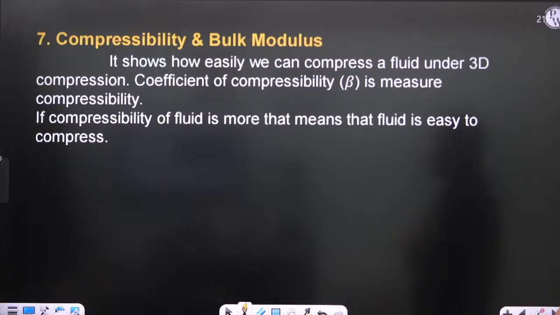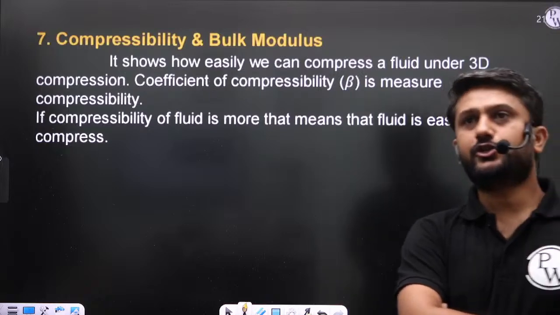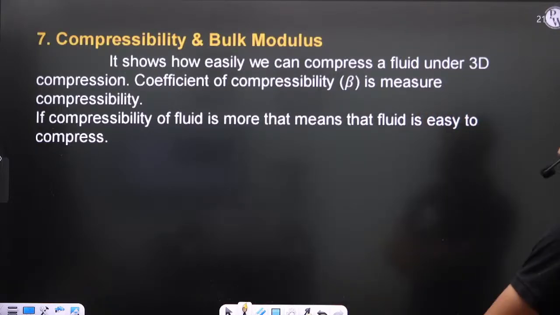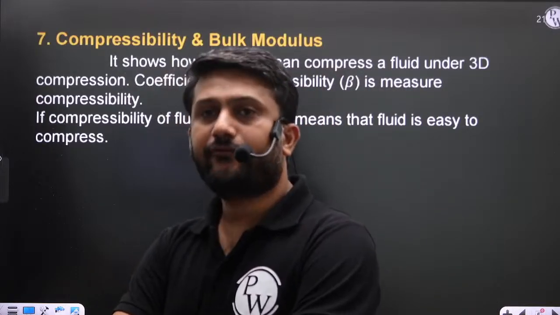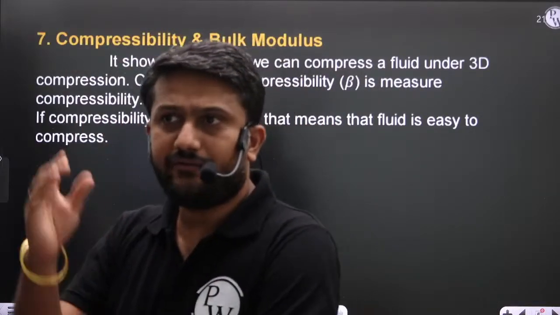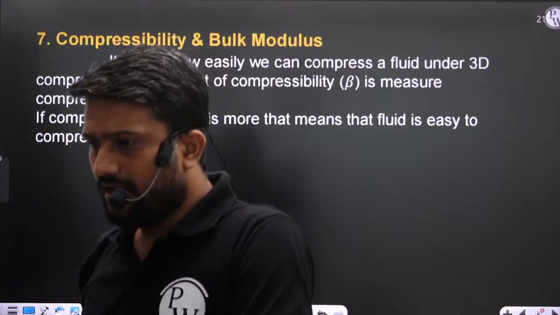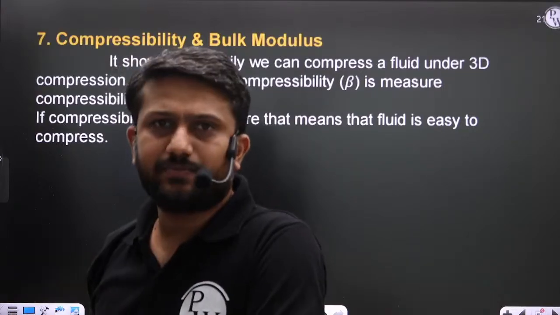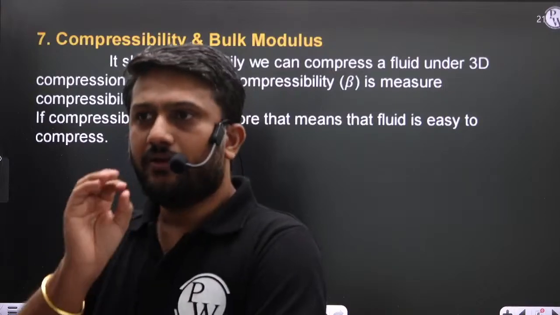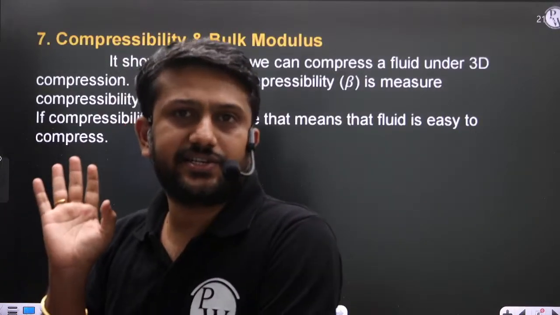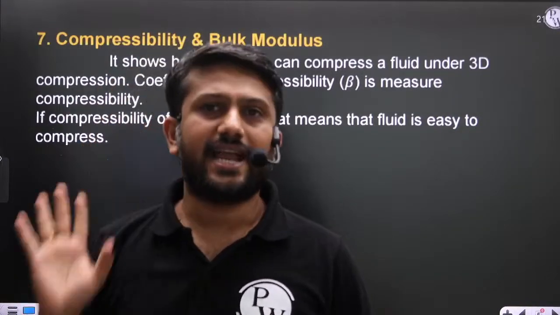So actually, what is the compressibility? Beta, actually compressibility shows how easily we can compress the fluid under 3-dimensional compression. We know that fluid resists only 3-dimensional compression. We already discussed this in the basic classes, I think class number 2 or 3. Fluid never resists 1-dimensional or two-dimensional compression. Fluid only resists the three-dimensional compression.